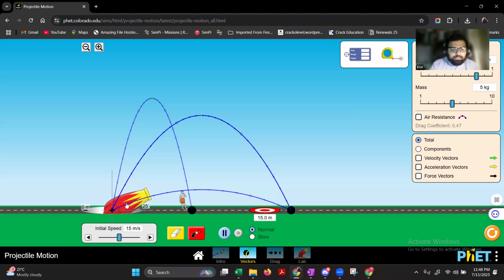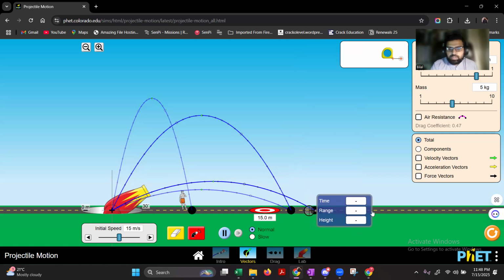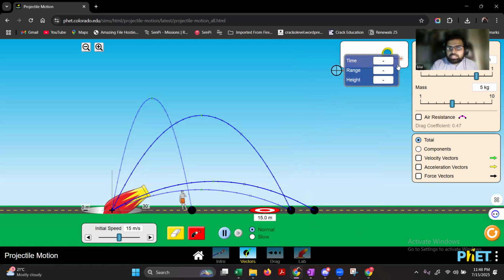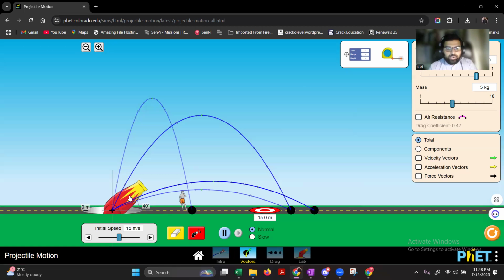Let's see. If I make my angle 30 degrees, my range is 19.86. I can get the same range at the coupled angle of 30 degrees. How can you get the coupled angle? By subtracting 30 from 90, which is 60 degrees. So now you are very confident. If this is 60, I will reach this spot. Yes, you got it.